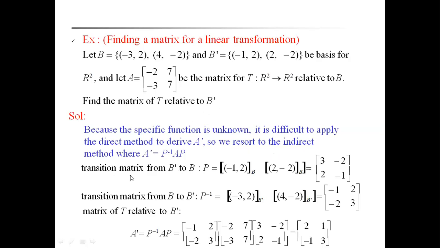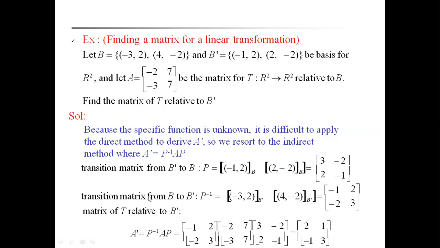See here, the transition matrix from B dash to B is called P. So what is B dash? Taking the vectors of B dash, (-1, 2) and (2, -2), relative to the basis B. In the same way as in the previous example, we get this transition matrix (3, -2; 2, -1). Same way as in the previous example, this is how to find the transition matrix from B dash to B.